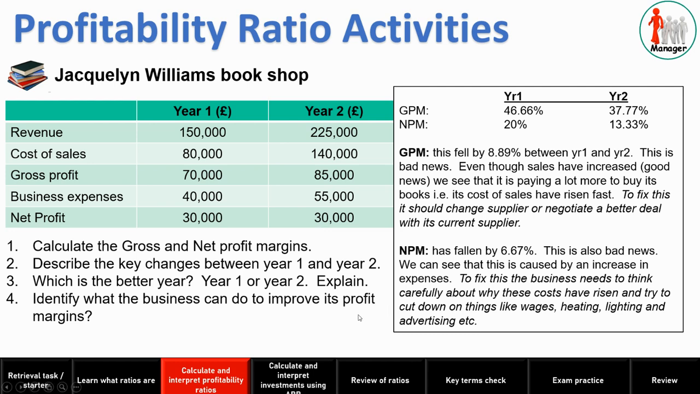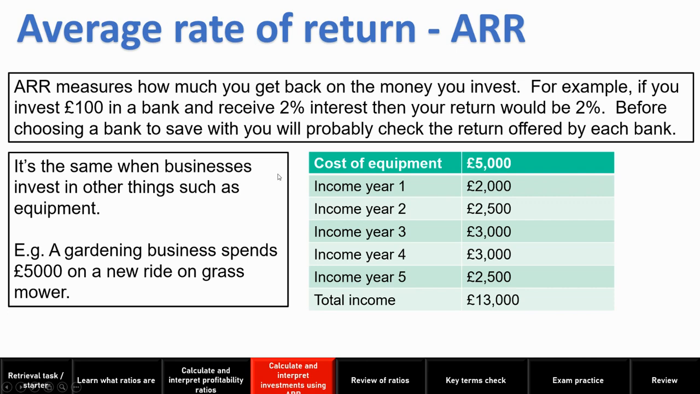Okay, now that's 2 of the 3 ratios done. The final ratio is a little bit different. This one's called the average rate of return. Now, think of it like this.